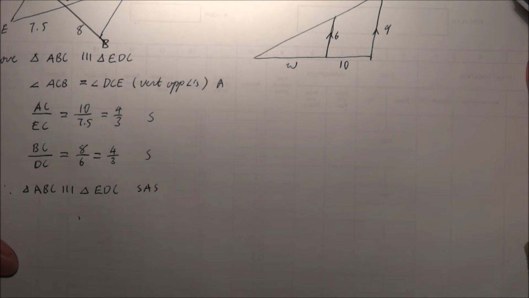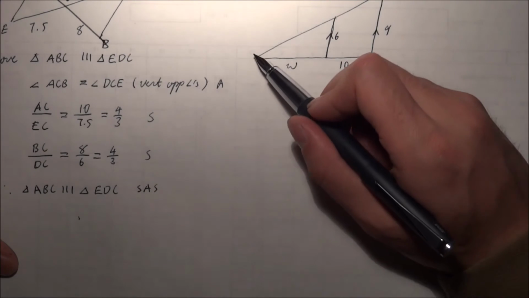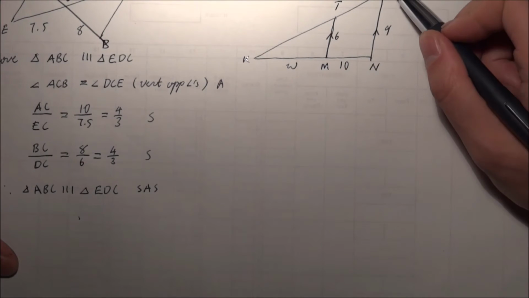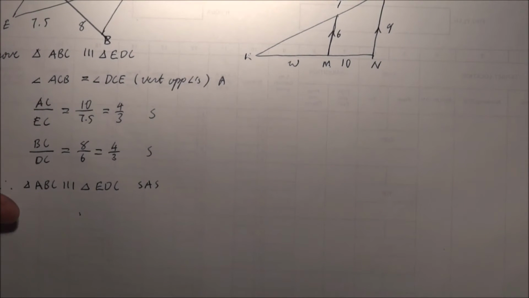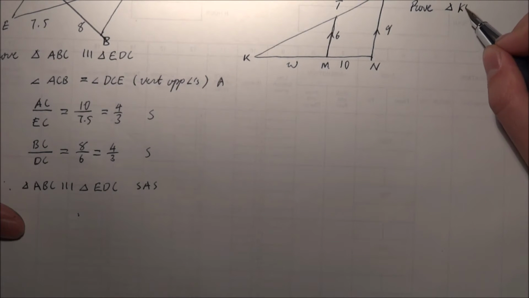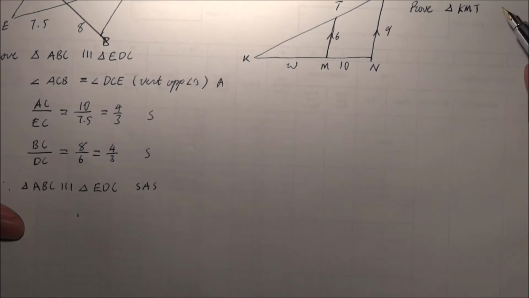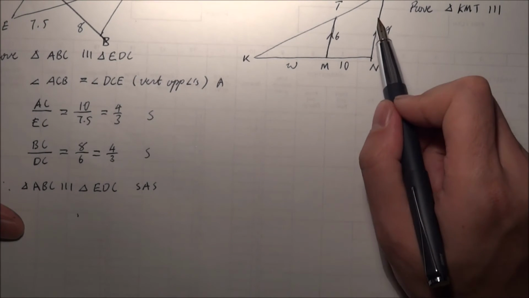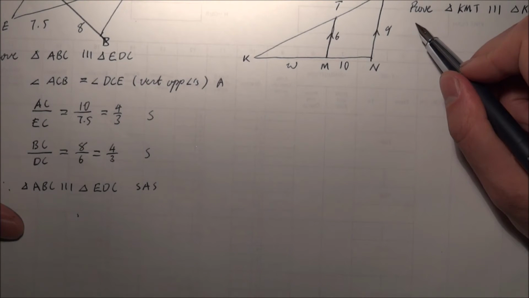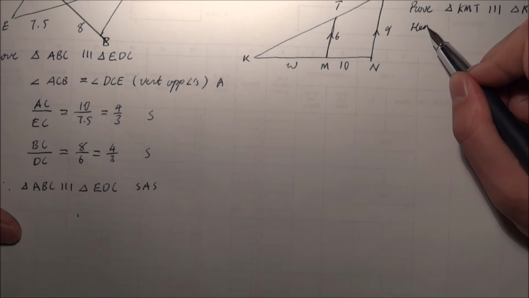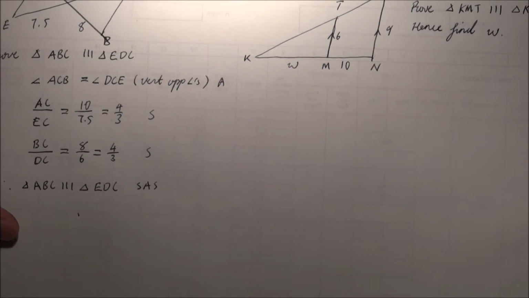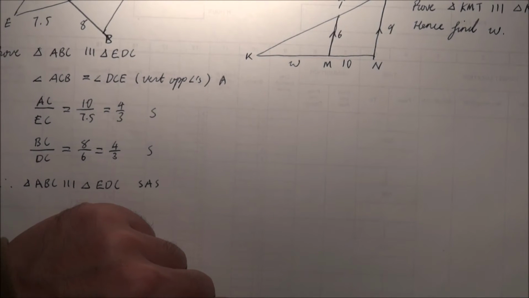So we say that this one is K, this one is T, M, N, P. So first thing we have to do is prove that triangle KMT, so the smaller one, is similar to KNP, the larger one. Once we have that, remember, just like in congruence, we use that as a basis to find something else. Hence, find W.